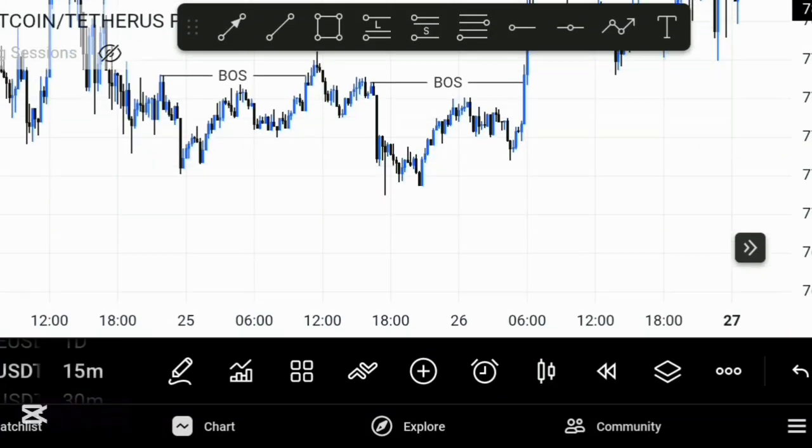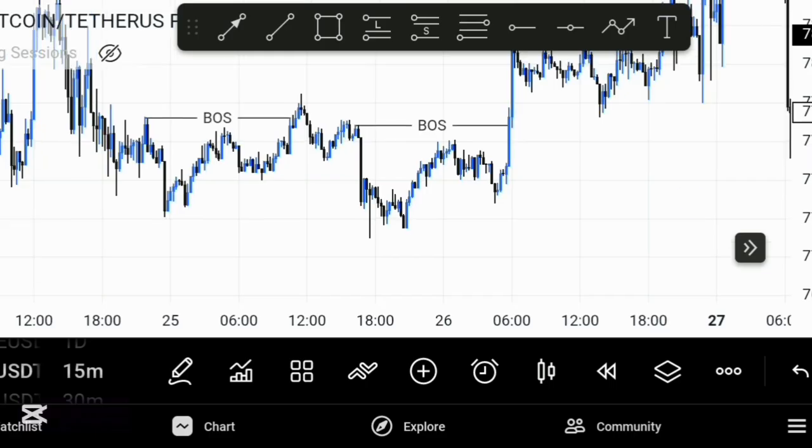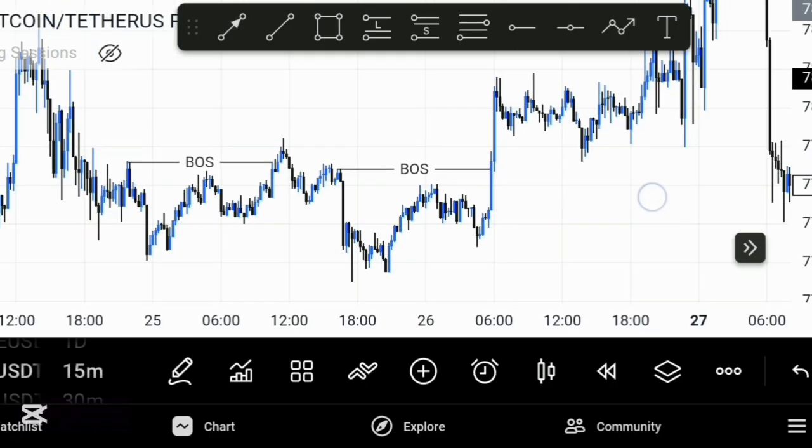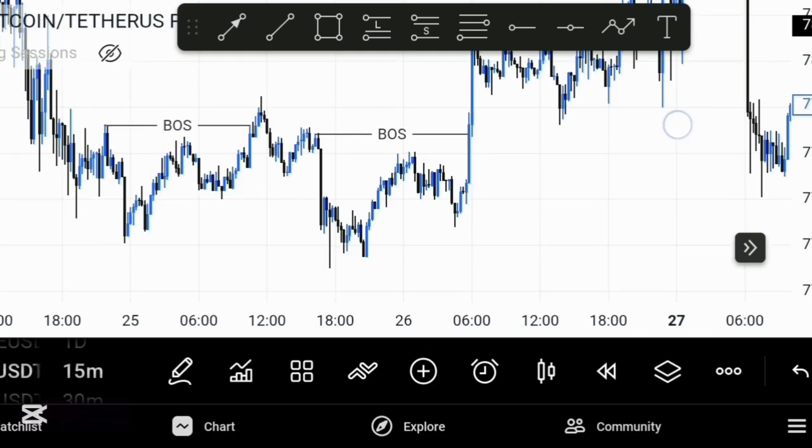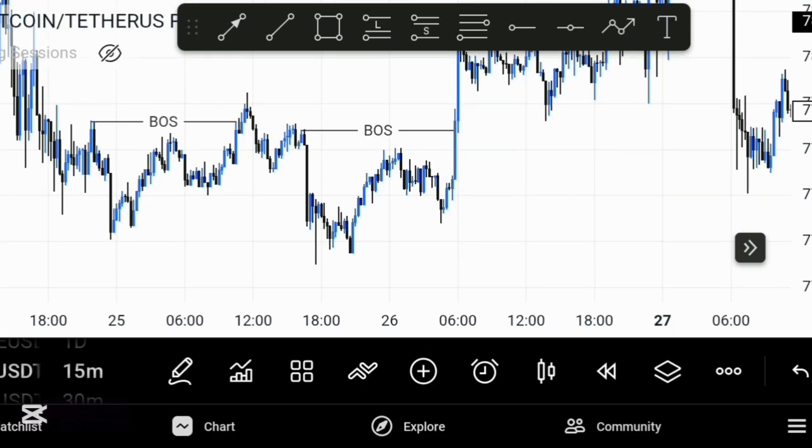So next up, what we are going to mark out here is our change of character. But as you can see guys, I've already marked out the break of structure, the market's recent swing high and the market's recent swing low. I've marked it out, the higher highs, the higher lows.